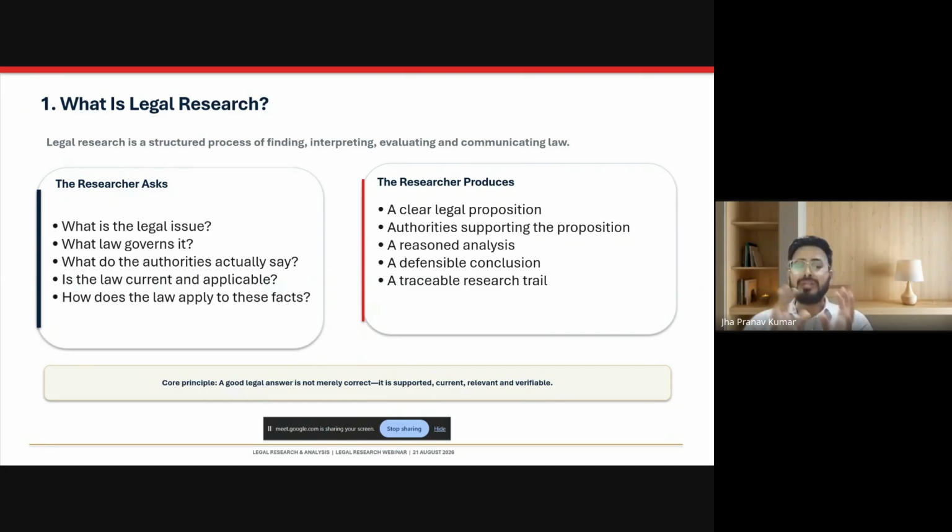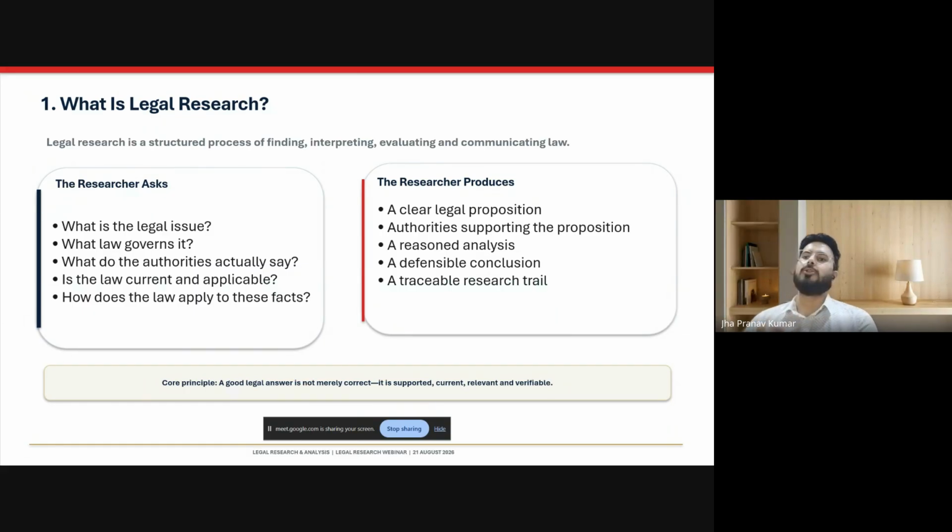Number one, what is the legal issue? Number two, what is the law that is governing it? Number three, what do authorities actually say? Here, authorities means the statutes that have been designed to govern it. Number four, what is the current law and is it applicable? Let's say, for instance, if I talk about the new three criminal laws, what was the previous law in BNS or IPC or BNSS or CrPC? You need to be very clear about that.